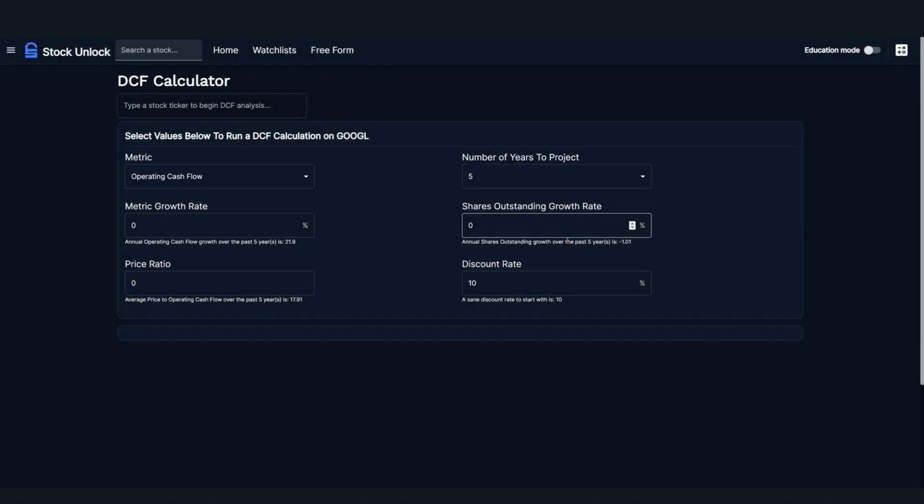Hello everyone and welcome to Stock Unlock's discounted cash flow calculator, also known as the DCF calculator. This is a very powerful valuation tool for long-term investors to help them see what the future potential stock price of a stock may actually be. This is going to be a very quick tutorial video just going through how this tool works and basically what all of these different inputs mean.